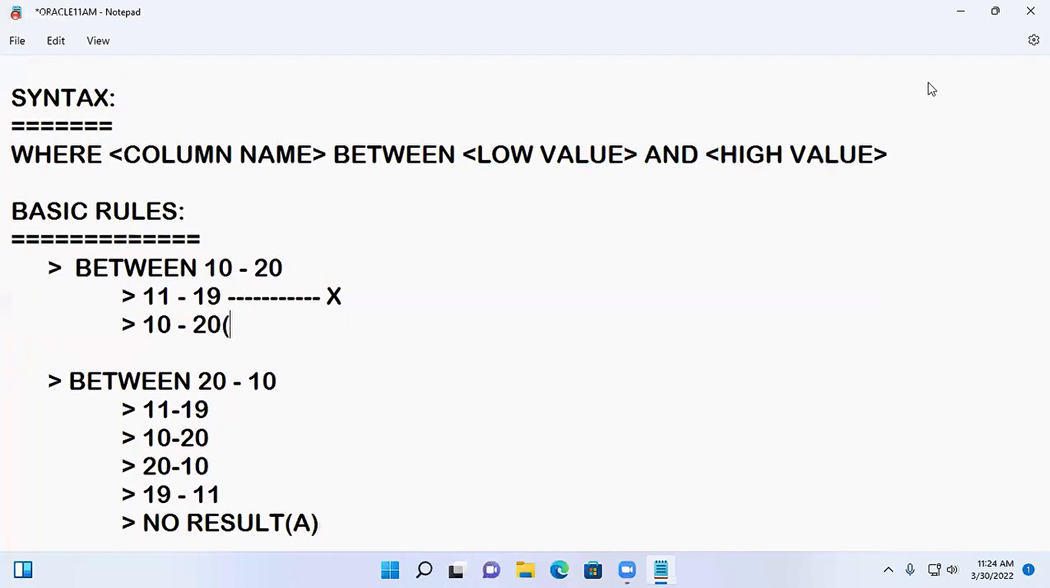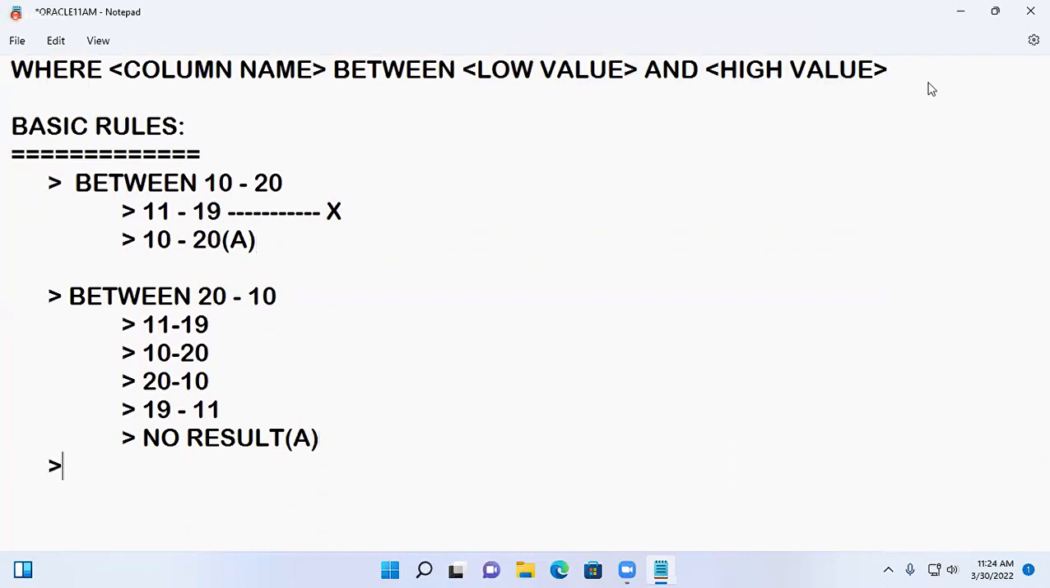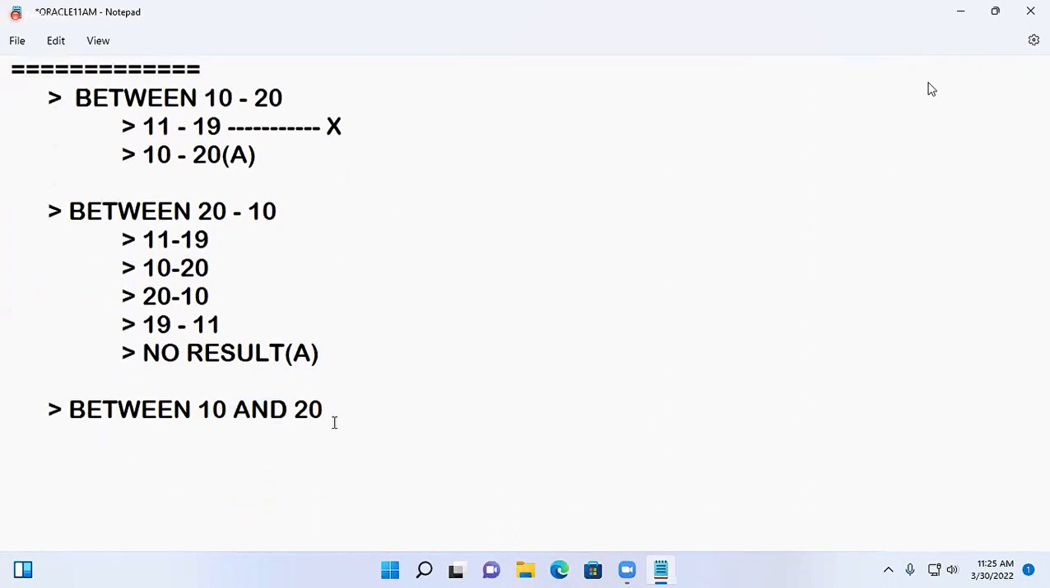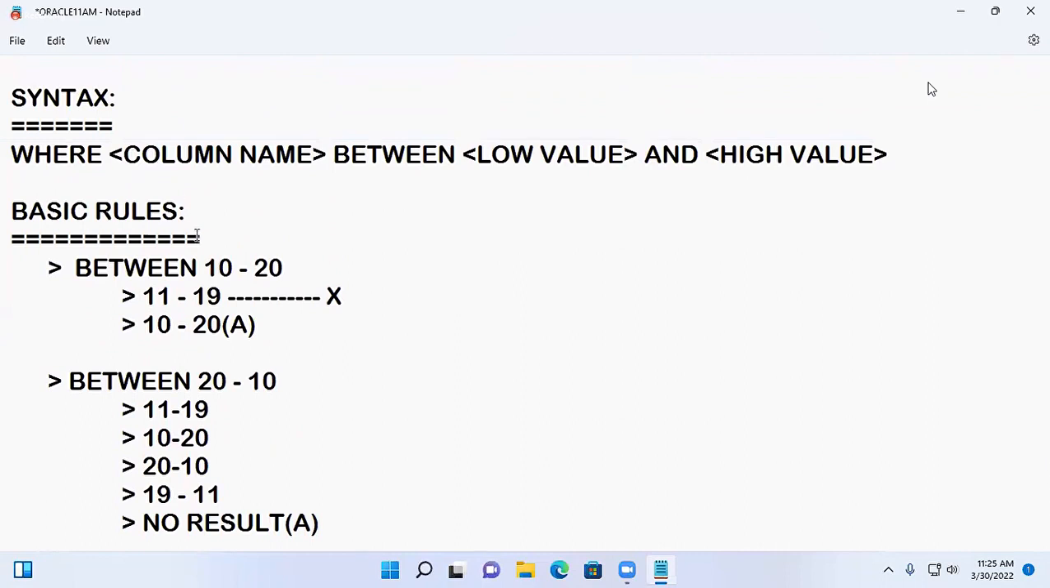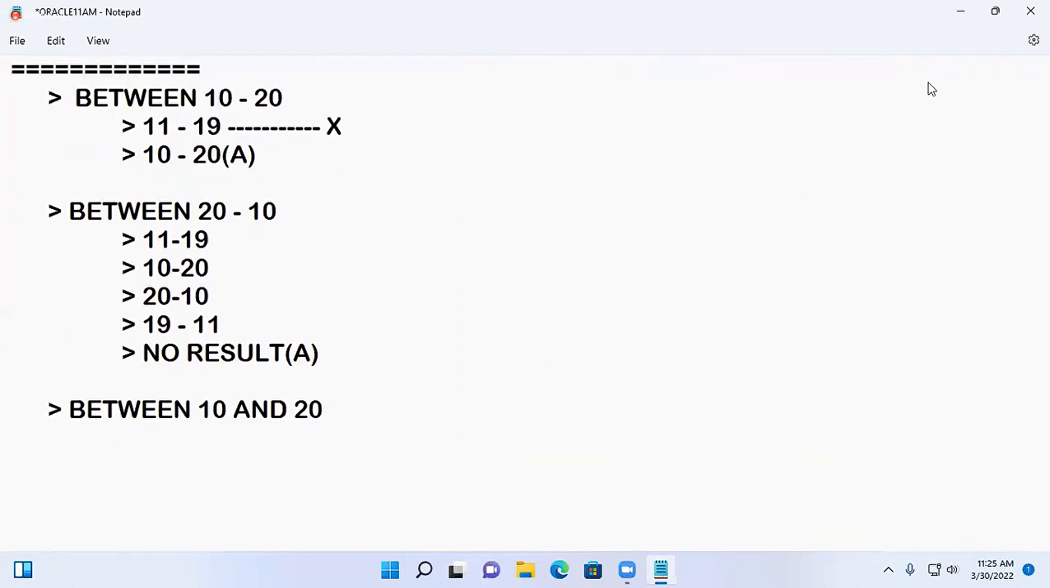So this is one case we have to keep in mind. Now the next one: the third rule. The BETWEEN operator always works along with the AND operator only. It always works with the AND operator between your low value and high value. Other than the AND operator, we can't use any other operator here. Don't use any other operator; it always works with the AND operator only. So these are the three things, guys, that should be remembered when you are working with BETWEEN.